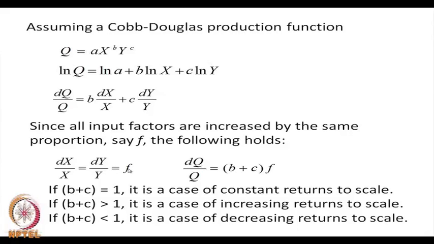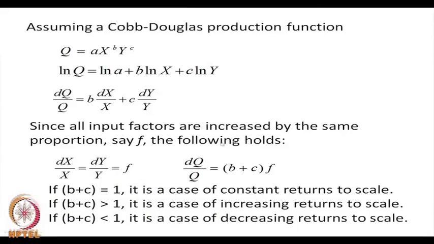If it is so, then what is dq by q? dq by q will be equal to b multiplied by f plus c multiplied by f, which is nothing but b plus c whole into f. So, this also gives another way to define whether the returns to scale is constant or increasing or decreasing, by comparing b plus c with 1.